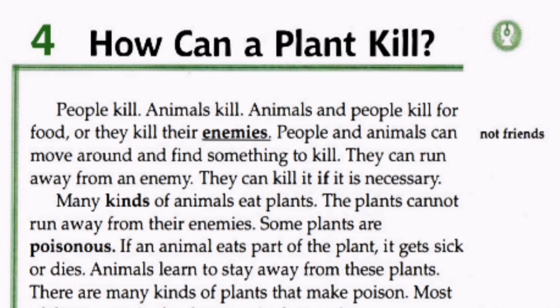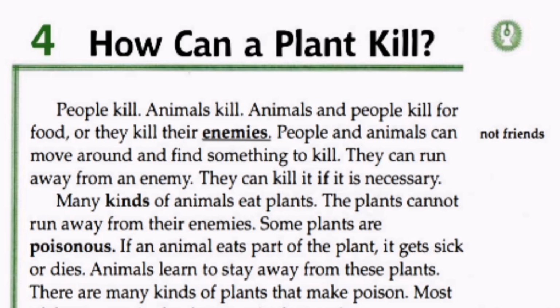Many kinds of animals eat plants. The plants cannot run away from their enemies. Some plants are poisonous. If an animal eats part of the plant, it gets sick or dies. Animals learn to stay away from these plants.